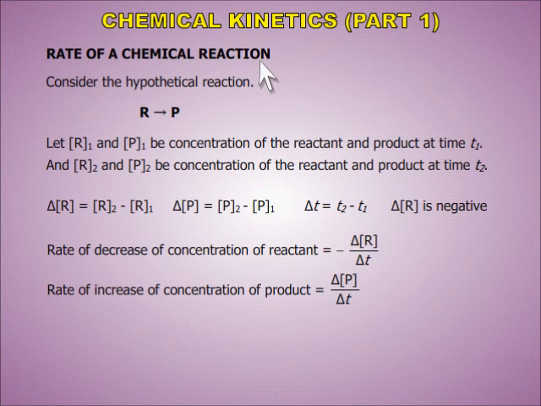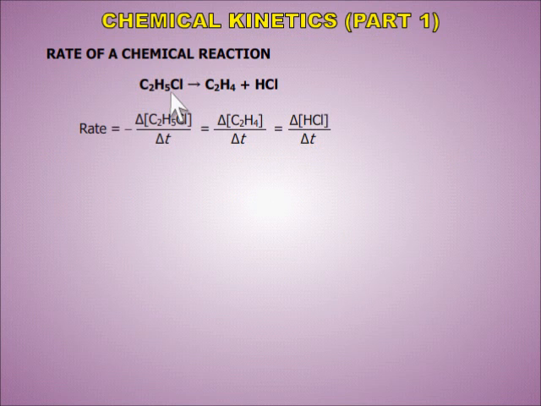Rate of a chemical reaction. It is the rate of decrease of concentration of the reactants, or the rate of increase of concentration of the products. Now let's talk of the reaction C2H5Cl gives C2H4 plus HCl. Here the rate of disappearance of ethyl chloride is this. The rate of formation of ethylene and hydrochloric acid are all equal. Only we put a negative sign over here because in this case the concentration is decreasing.